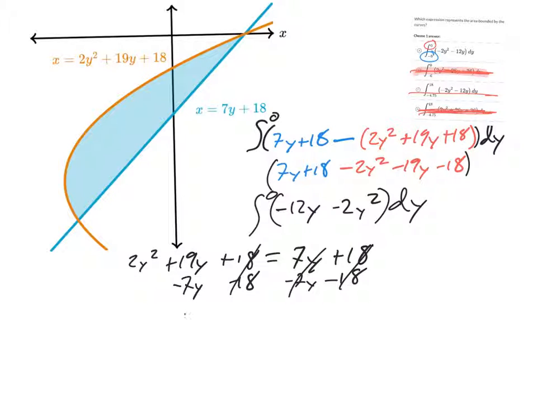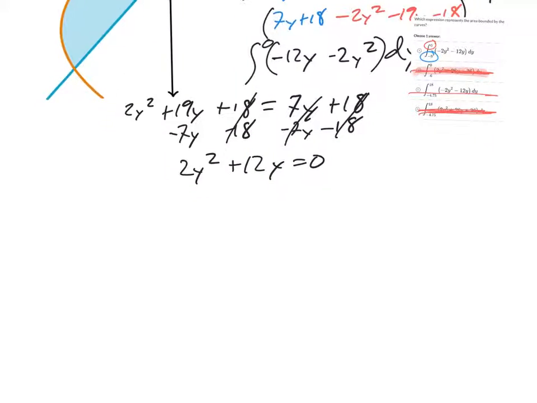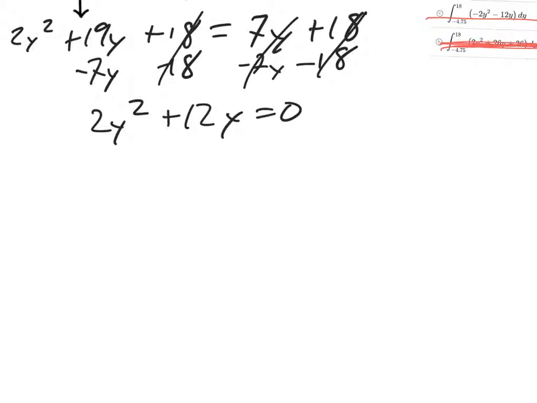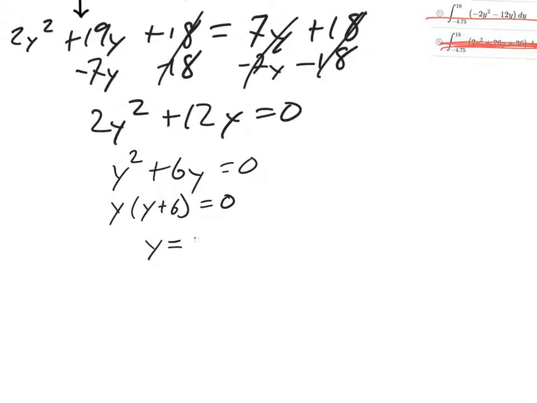So we end up with 2y squared plus 12y equals 0. And you could probably see where these solutions are going to go now. One of the first things I would do is divide everything by 2. That would give you y squared plus 6y equals 0. Then if you factor, you get y times y plus 6 equals 0, making your two solutions y equals 0 and y equals negative 6.